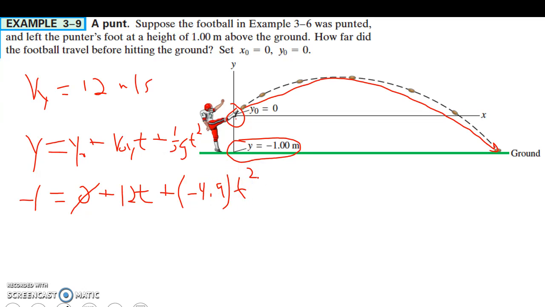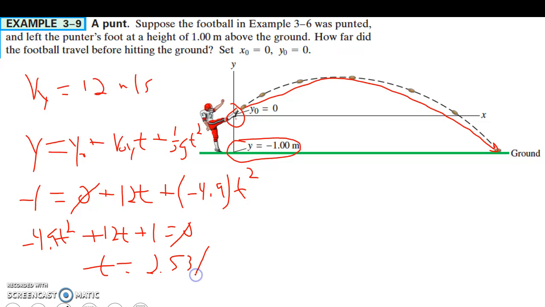And you can see right now, if I bring this 1 over, I get a quadratic. So I have -4.9 t squared plus 12t plus 1 equals 0. I use my quadratic equation solver either online or on my calculator, and I get 2.53 seconds and negative 0.081 seconds. Obviously, you can't have negative time, so our time of flight is going to be 2.53 seconds.